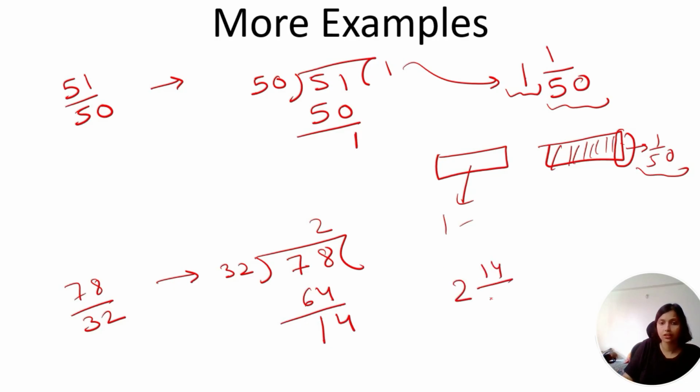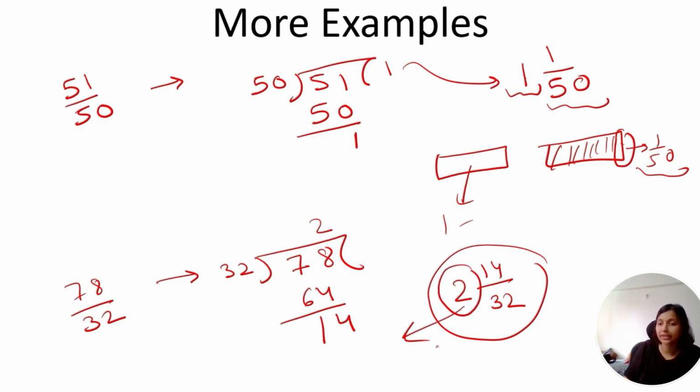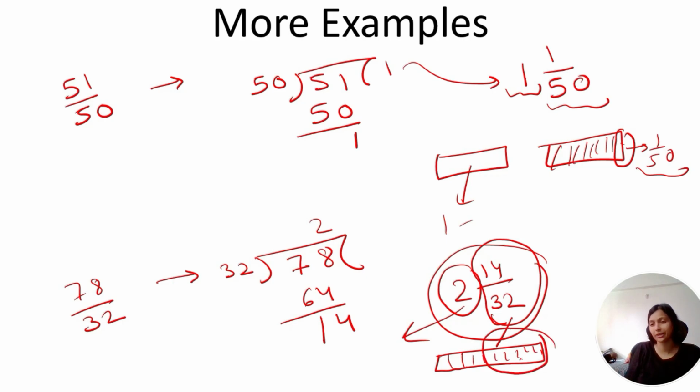In this case, I had 2 complete chocolates. Let's again discuss it in terms of chocolates. So I had 2 complete chocolates, and if I divide the third chocolate into 32 equal parts, then I had 14 parts of that third chocolate. So this is how you convert an improper fraction into a mixed fraction.